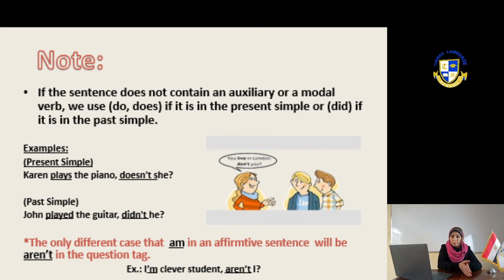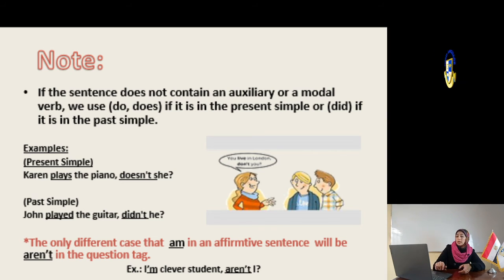So if am comes with the positive statement, I will put in the question tag aren't I. But if am comes in the negative statement, I will put in the question tag am I. The only different case is that am in an affirmative sentence will be aren't in the question tag. As the example shown in front of you, I'm a clever student, aren't I? Don't forget it, it's the only exception in the question tag.